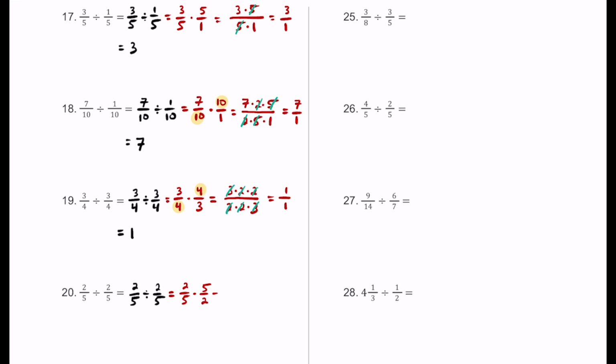Okay, so as one fraction here, we can go ahead and write 2 times 5 on top, and then 5 times 2 on bottom. Notice how everything's going to cancel. The 2's and the 5's match. So just like in number 19, we're going to get 1 over 1, and so that's just equal to 1.